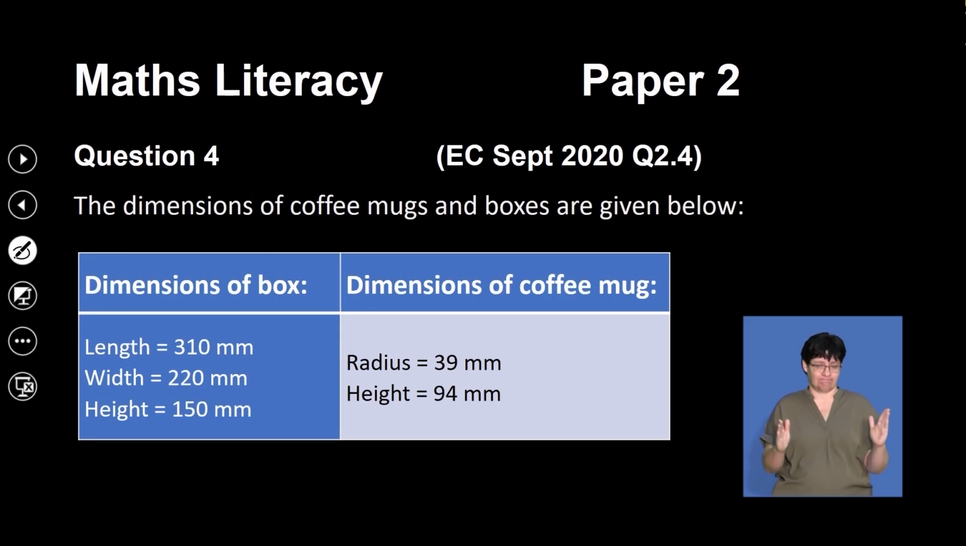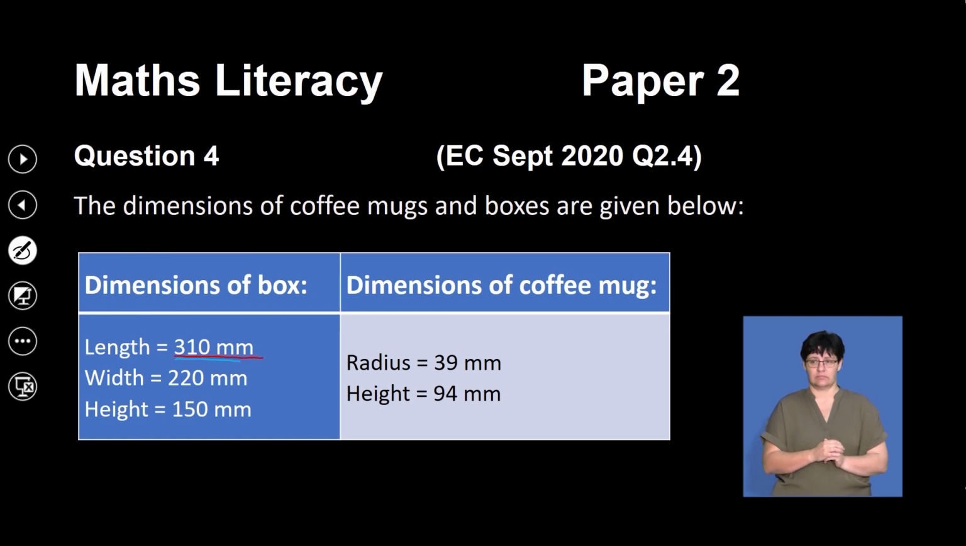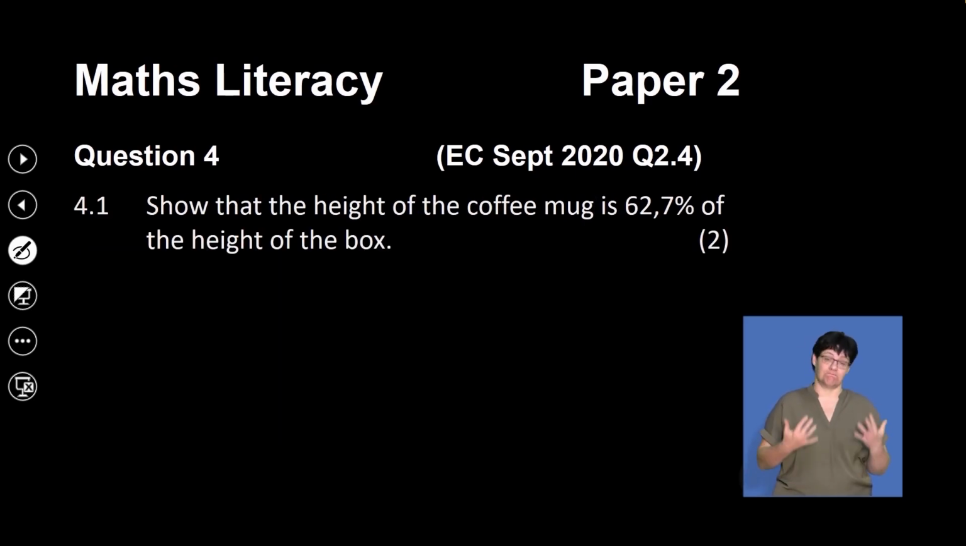The dimensions of the box, we've got a length of 310, a width of 220, and a height of 150, all in millimeters. I'm happy they're all the same unit. The coffee mug, we've got a radius of 39 and a height of 94. So let's go through the questions. Right. Show that the height of the coffee mug is 62.7% of the height of the box.